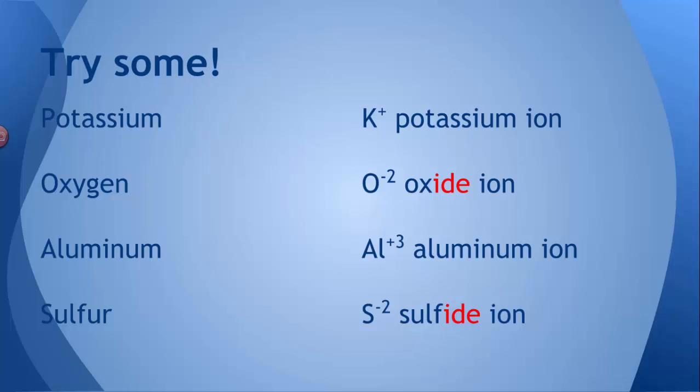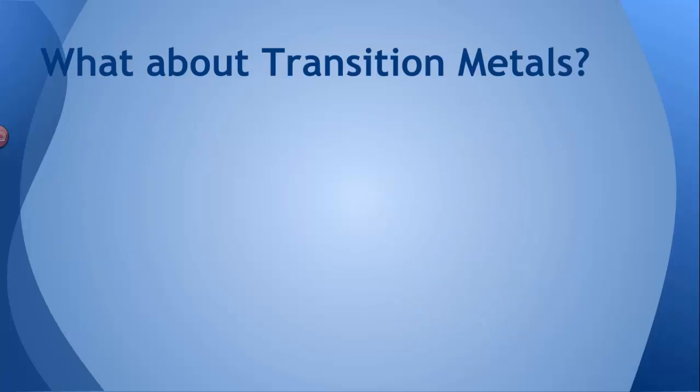And finally, sulfur. Sulfur is in the same family as oxygen. And because it's in the same family as oxygen, it does exactly the same thing as oxygen. So sulfur gains 2 electrons to be like argon, and it becomes a -2 charged ion, and we call it sulfide. Not sulfuride, sulfide. Okay?